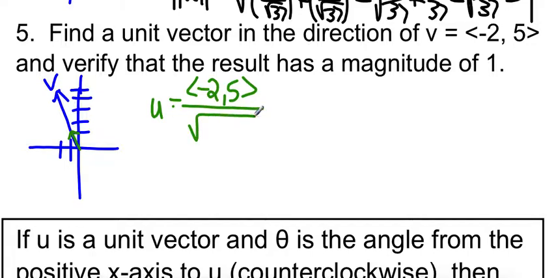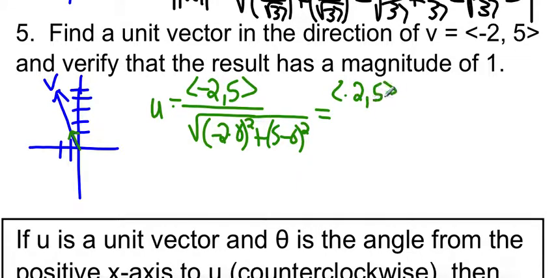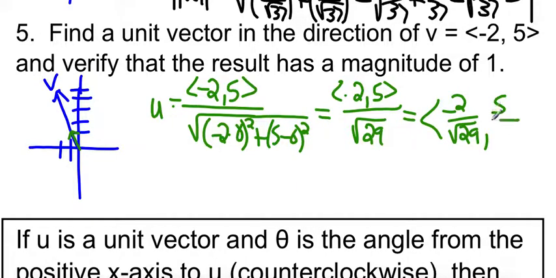Remember, since vector v starts at the origin, I mean, technically you can do negative 2 minus 0 squared plus 5 minus 0 squared. Not necessary since there's zeros. Okay, so we get negative 2, 5 over, let's see, that's 4 plus 25, so square root of 29. So our new vector is going to be negative 2 over root 29 and 5 over root 29. So that's what this little green vector is over here.